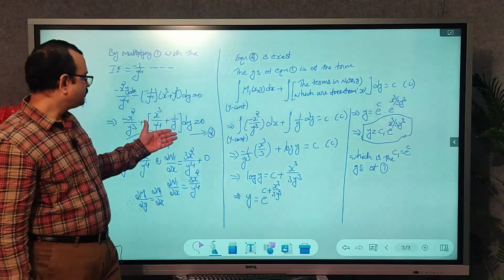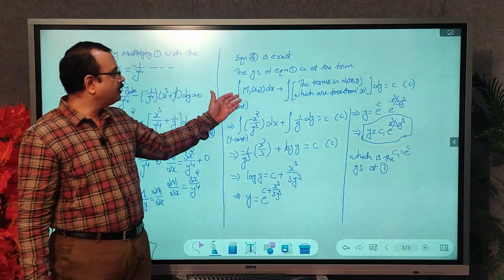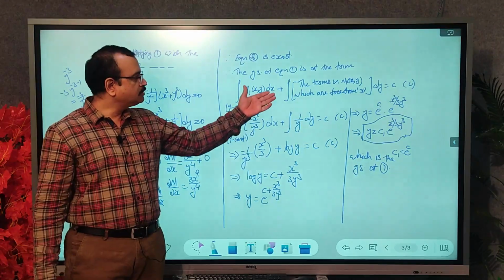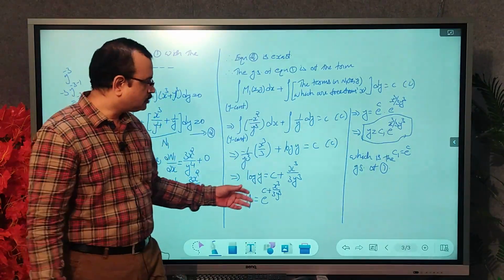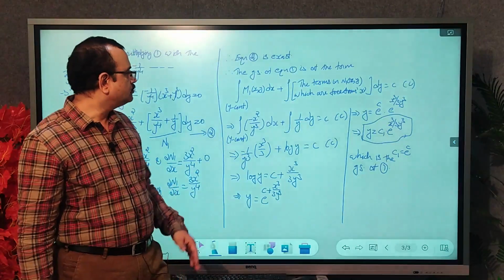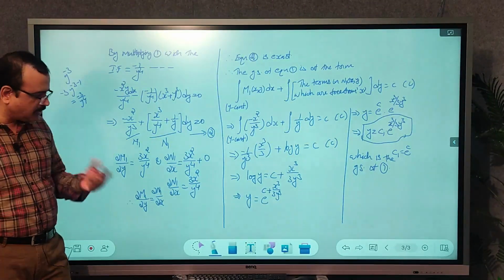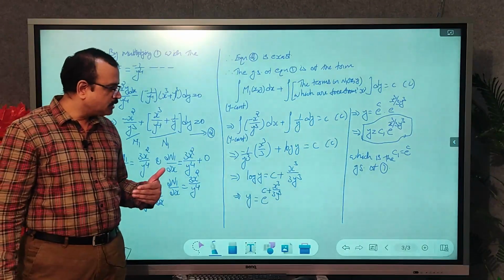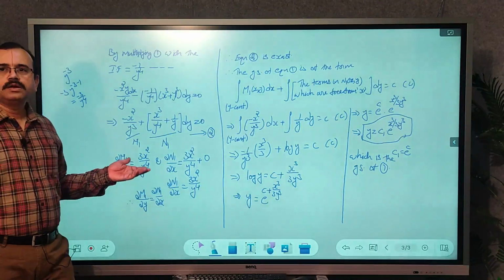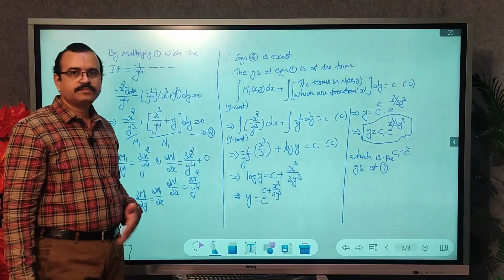So after identifying the new equation as an exact DE, and since we know how to find the general solution of an exact DE, we just follow that procedure and finally get the general solution. This is how, whenever we identify a non-exact DE which is homogeneous, it can be converted into exact by considering the integrating factor as 1 by Mx plus Ny, and we can solve like this. Thank you.